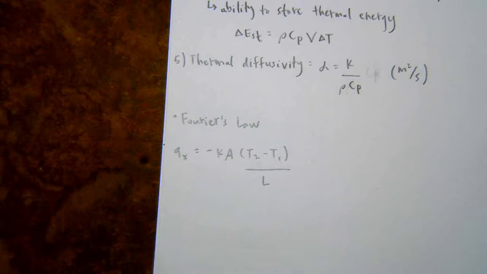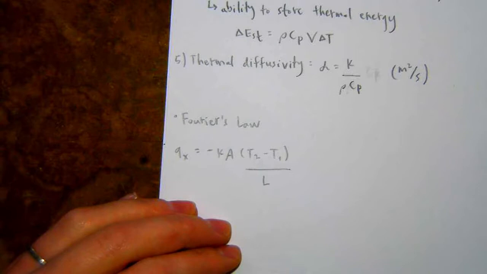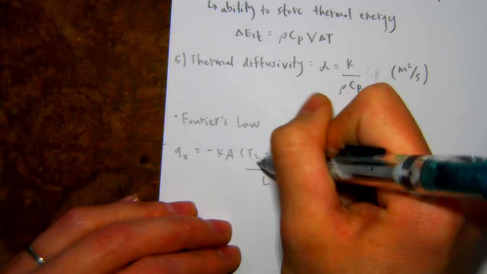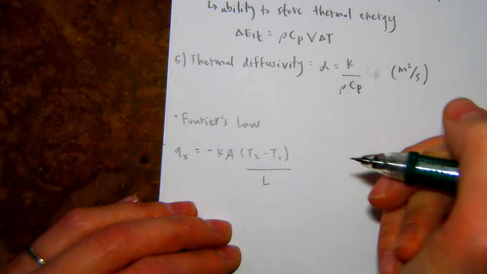Because typically, if you have a delta, you're going to say T1 is the direction something's leaving and T2 is arriving. So you have T2 being your colder side, T1 your hotter side. Then that will result in this quantity always being a negative quantity, which is why you have the negative in the equation, because you want your heat rate to be positive.